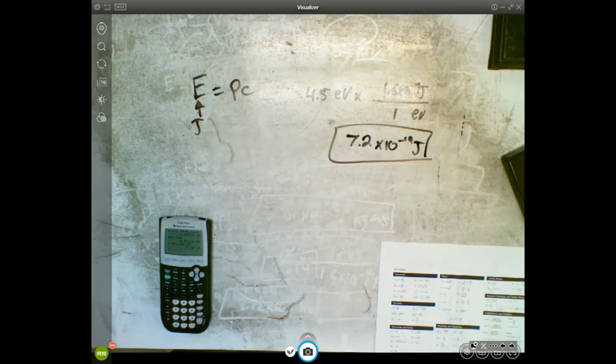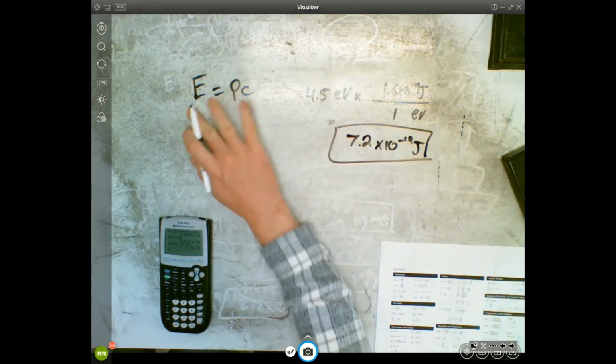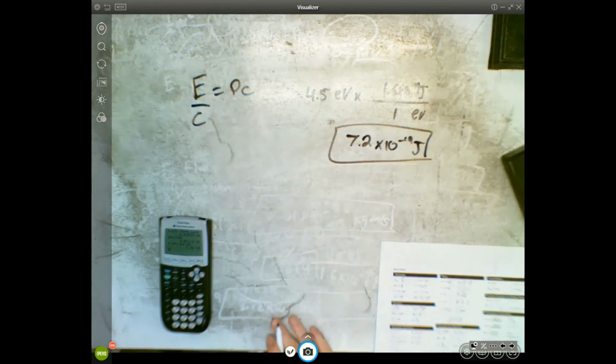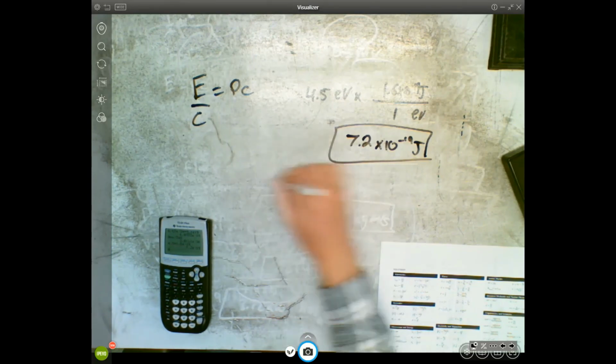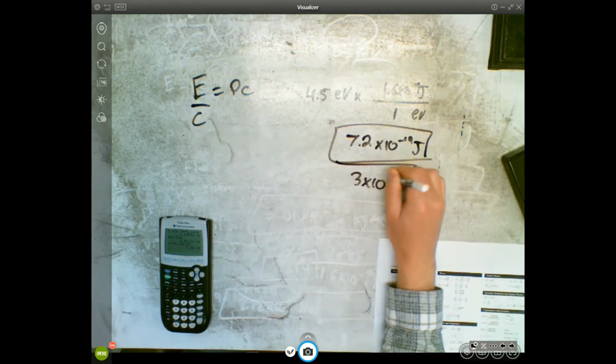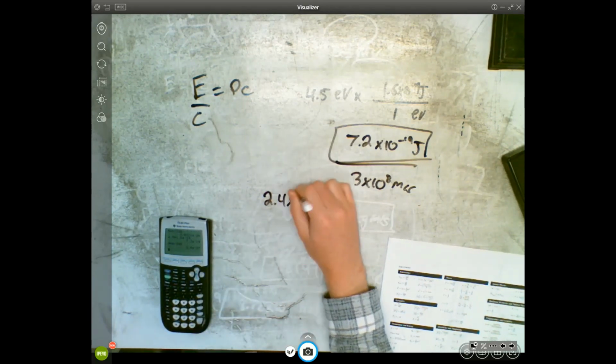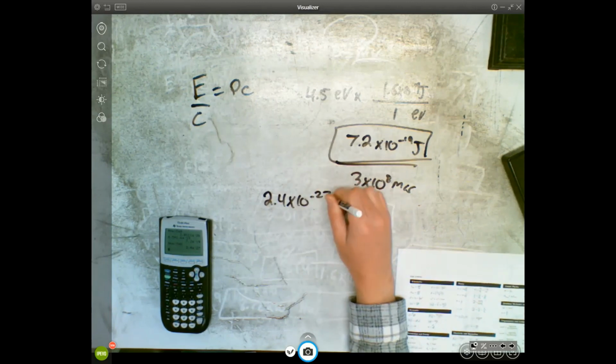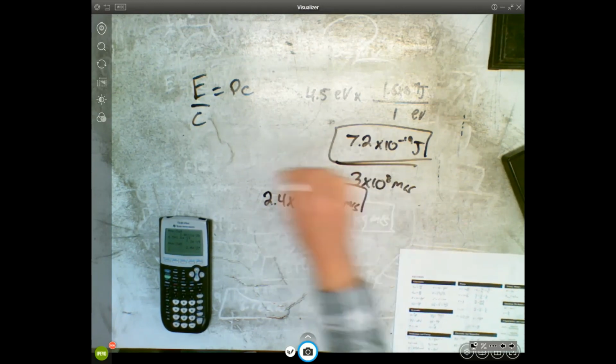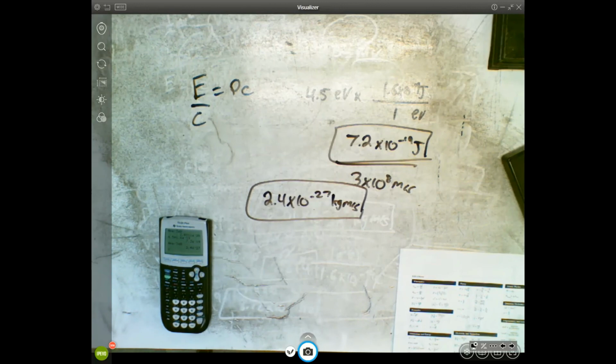Now all we have to do is take our energy divided by c, so we take our 7.2 times 10 to the negative 19 divided by the speed of light, and we get 2.4 times 10 to the negative 27 kilograms meters per second. If you didn't convert that into joules first, then do it next time. Don't make that mistake on a quiz.